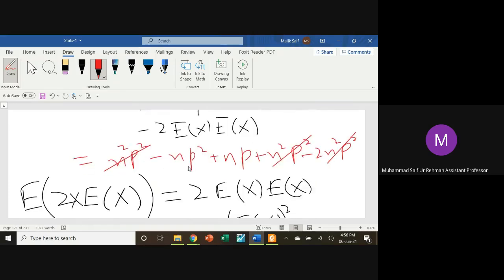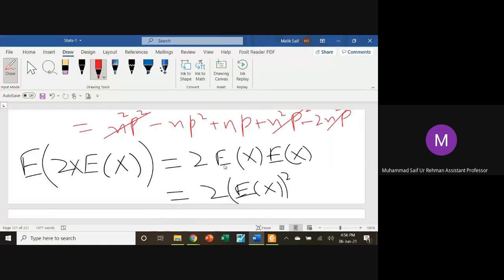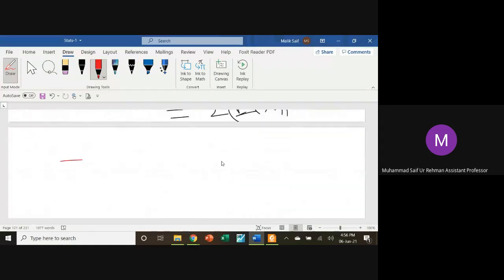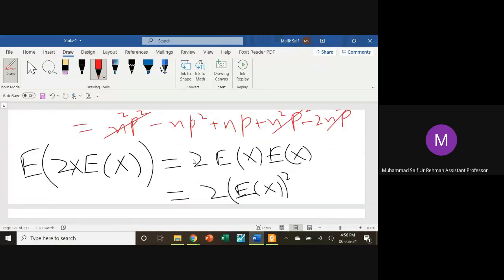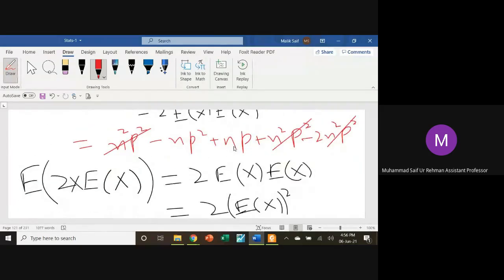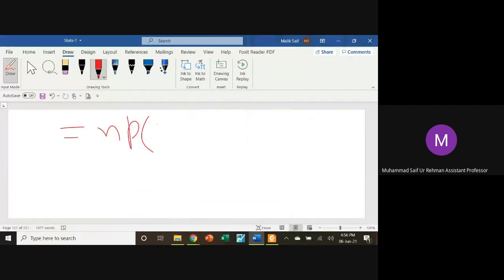From the remaining terms, you can take np as common. So you will remain with what? np into, here it will be np over np, so this will be 1, and here you will remain with p. 1 minus p. 1 minus p is equal to q. So the result is npq. This is the result. Clear?